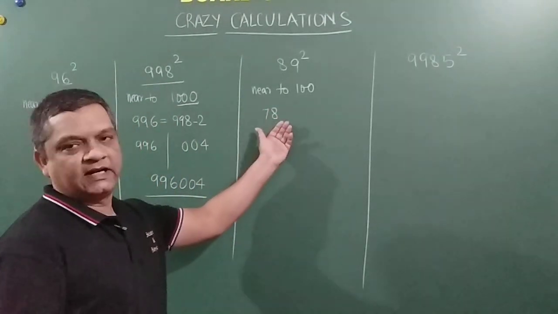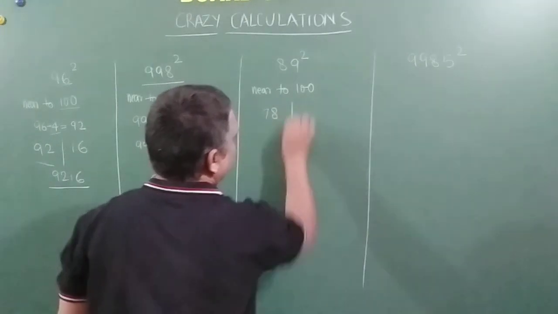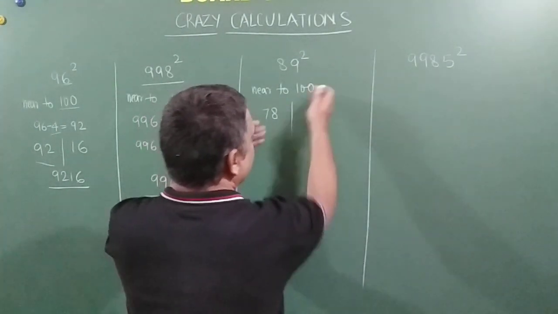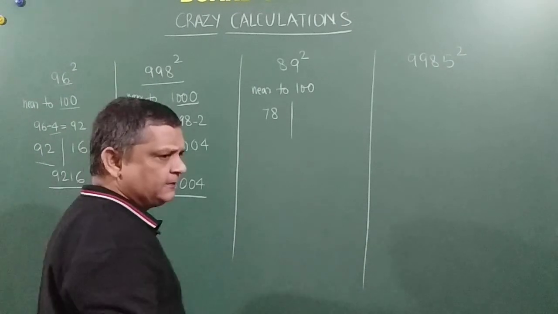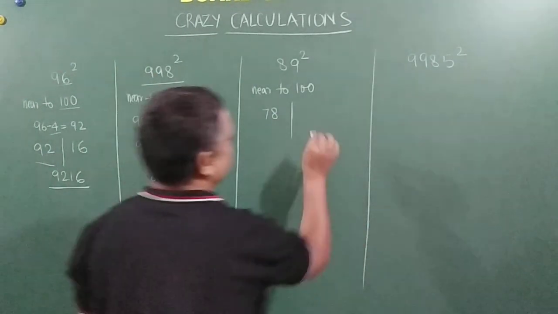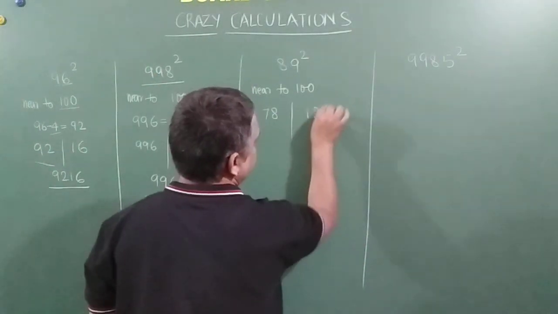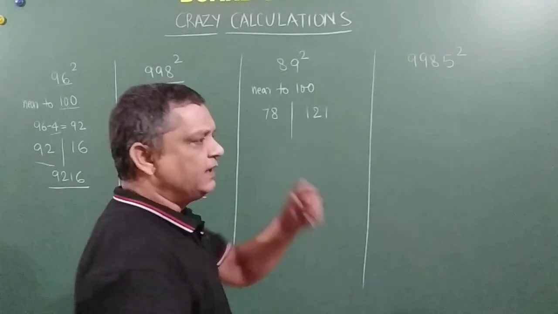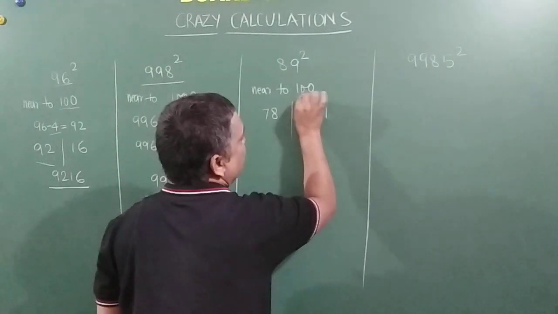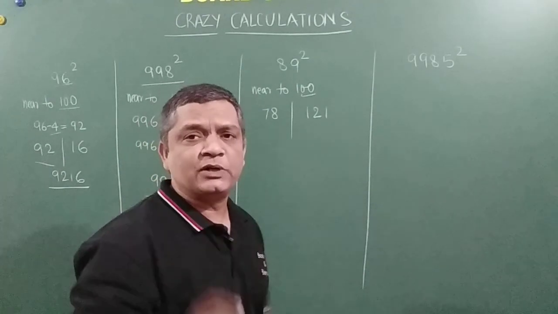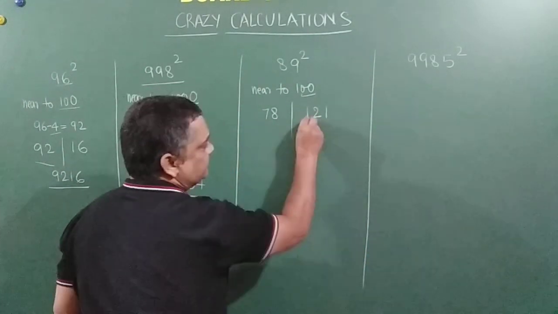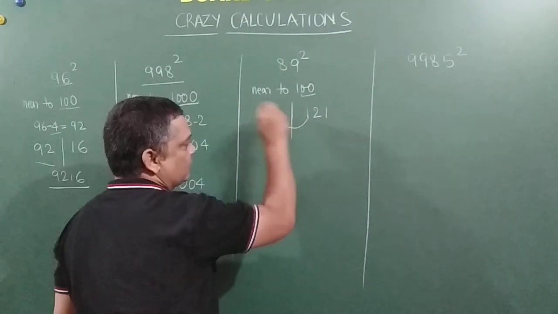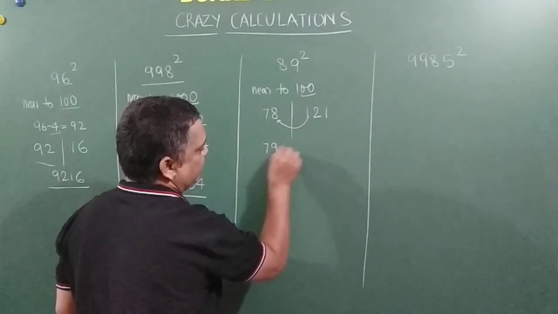My left hand side is ready. Now how much have I subtracted? 11, right? So I will square 11, that is equal to 121. Right friends, here is a catch. It is near to 100, so the right hand side is permissible to have only 2 digits, but we have got 3 digits. So we will transfer this 1 to this side and we will write 7921.